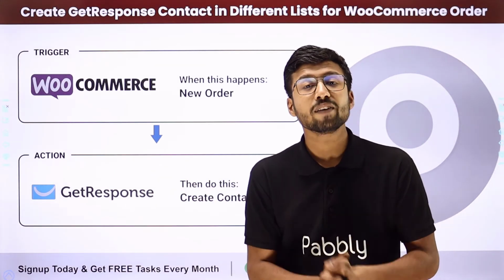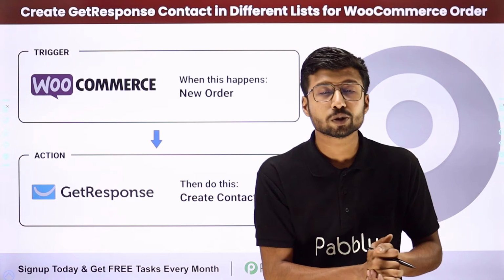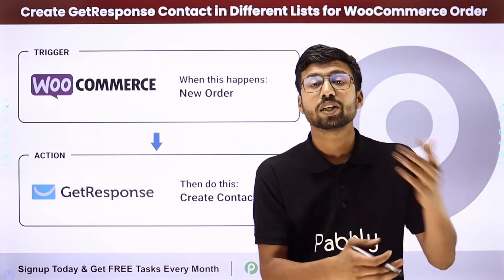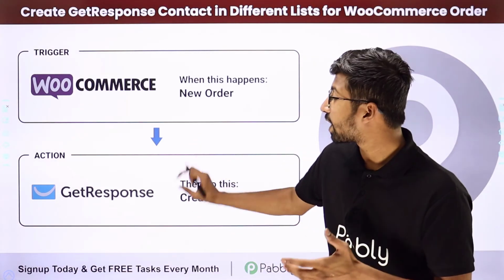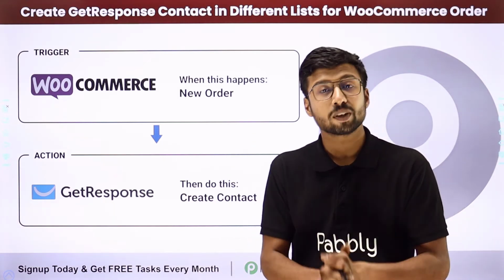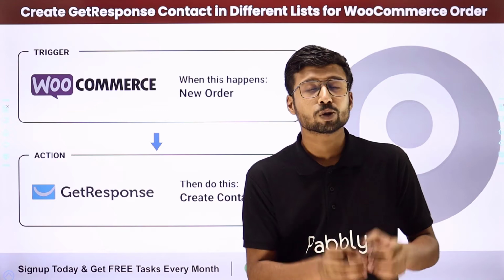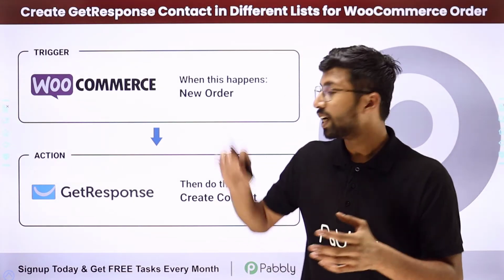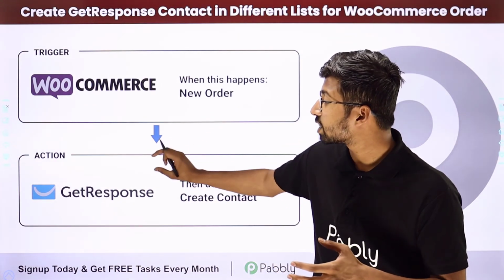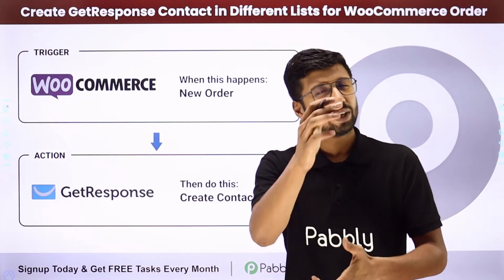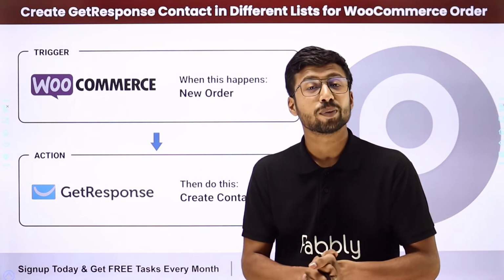Now you want that whenever a product is ordered on your e-commerce store, the customer who placed the order is added into the dedicated contact list in GetResponse for that specific product. For example, if a customer has ordered the camera from your e-commerce store, you want to add that contact into the contact list named camera in GetResponse. So let me tell you, you can actually automate this process.